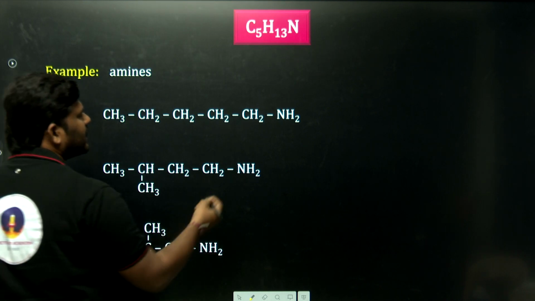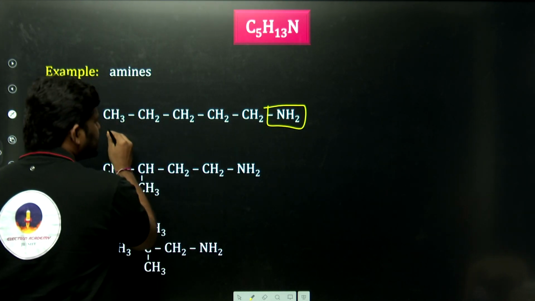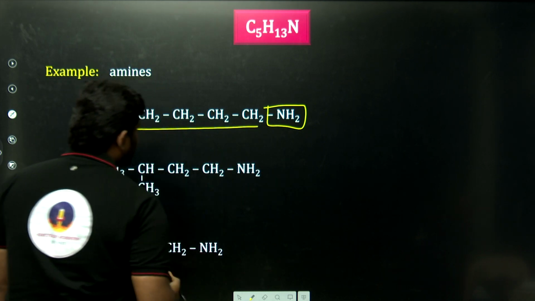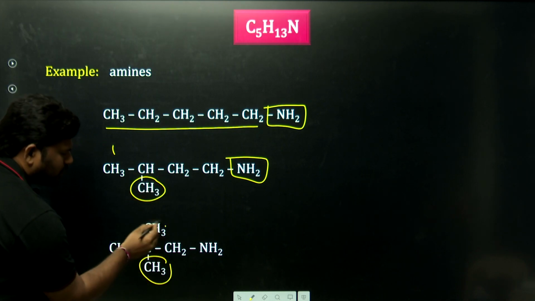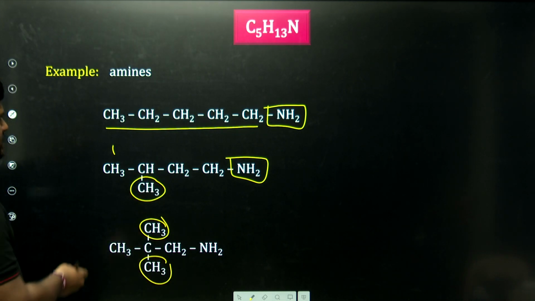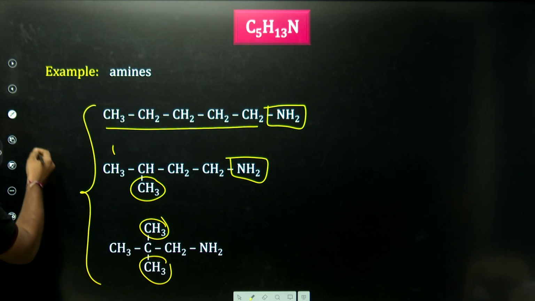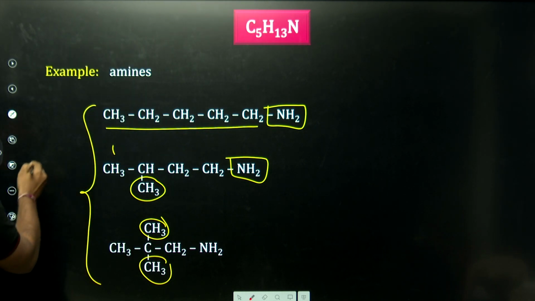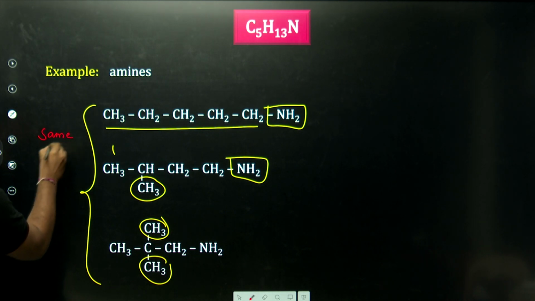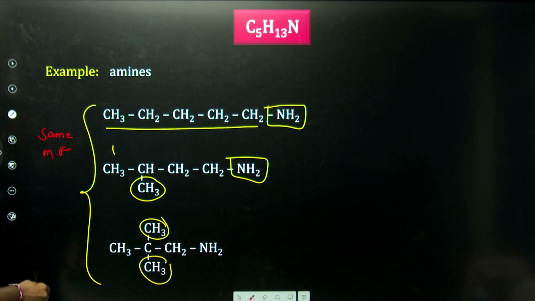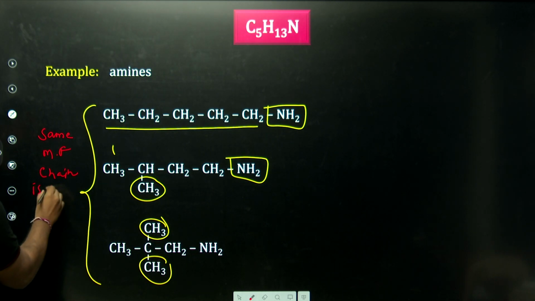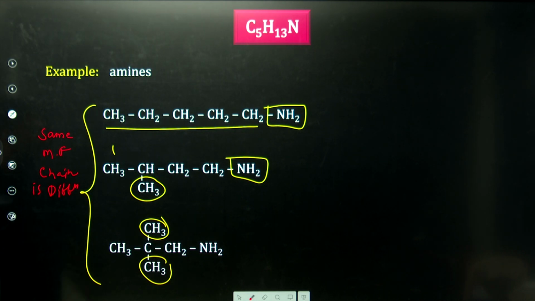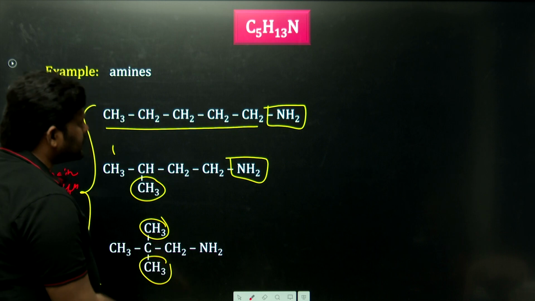First, I am taking NH2 written here, with the carbons in a chain. One more: NH2 is here, with 1 carbon written below, and here 2 methyl groups, so the chain is different. All of these have the same molecular formula, MF meaning molecular formula, but they differ in chain. So these are called chain isomers. Amines also exhibit chain isomers.